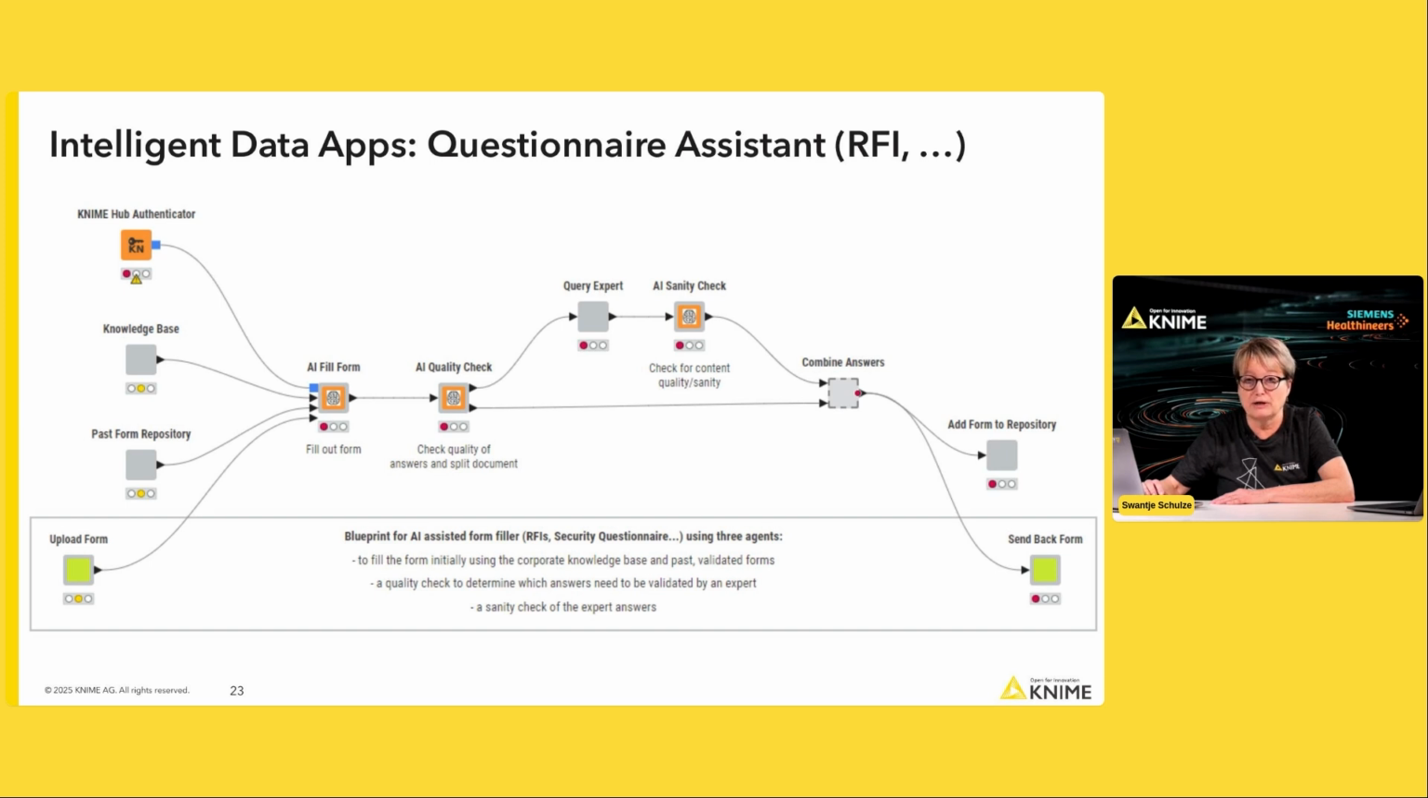This is just an example of how we use a workflow with a large language model internally at Knime. We have built this questionnaire assistant for RFIs. So when an RFI comes in, we just put the questions into this workflow, and the workflow gives us answers. That saves us hundreds of hours of time to complete these questionnaires.